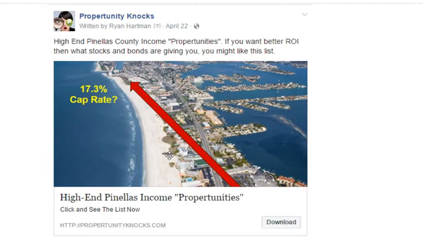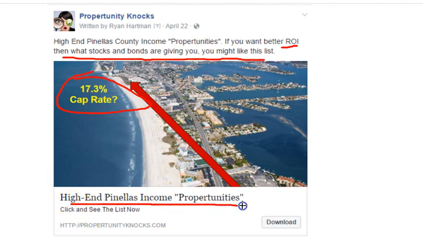Here's another investment side offer, but you might target people who you think are higher net worth. It used to be you could go on Facebook and target people with a certain amount of money. You can't do so anymore, but there are still ways that you can sort of do it based on interest. Say somebody likes Robb Report or something like that, and you put an offer like this in front of them. High-end Pinellas County income opportunities. If you want better ROI than what stocks and bonds are giving you, you might like this list. So basically what we're doing is we're pointing out a pain point. Interest rates are low right now, presenting the idea that real estate is an option. We've got this image with a 17.3% cap rate. It's a fun image on the beach, and high-end Pinellas income opportunities.